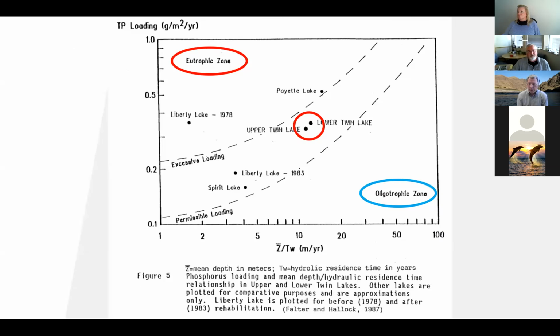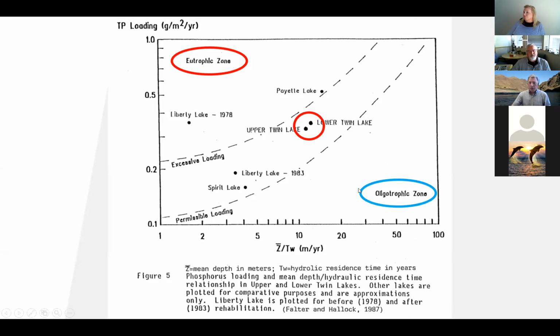So one of the things that they did in the management plan study, also in Falter studies, they looked here at the, so this is a fairly complicated graph, but here's the TP loading. So the total phosphorus in grams of phosphate per square meter per year. So how much phosphate comes in per square meter of lake area per year. And then on the bottom axis, also on a logarithmic scale, is the average depth divided by the lake turnover time. And this is an index of how well lakes are behaving.